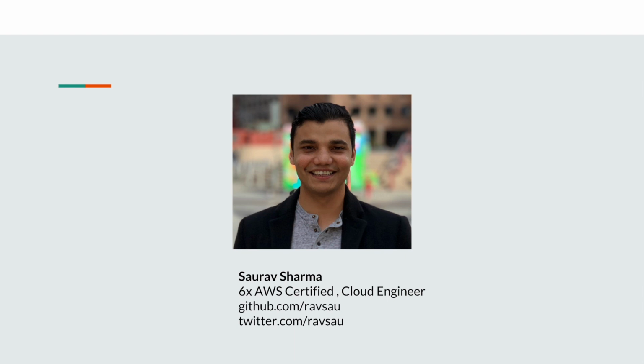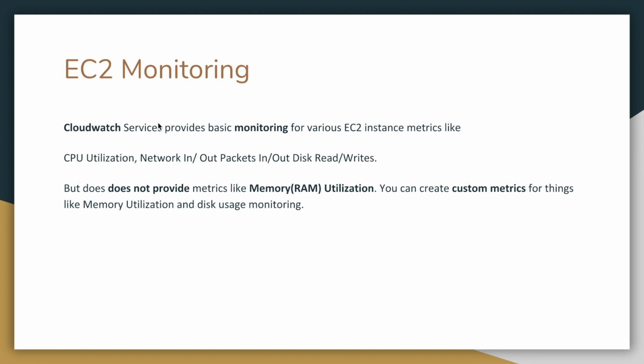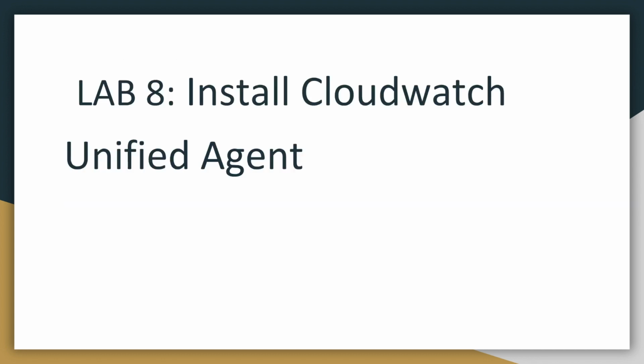All right, let's begin the lab now. In the slides, we talked about how you can monitor things like memory utilization of your EC2 instance using custom scripts and using agents. So in this lab, we will install the CloudWatch unified agent on our EC2 instances that will let us send not only custom metrics, but also logs to CloudWatch.